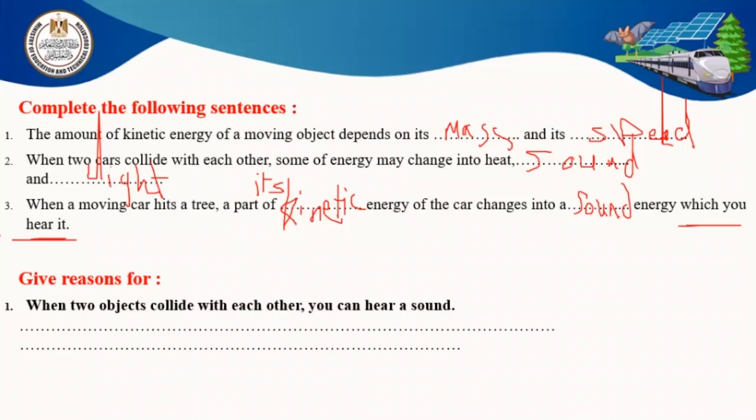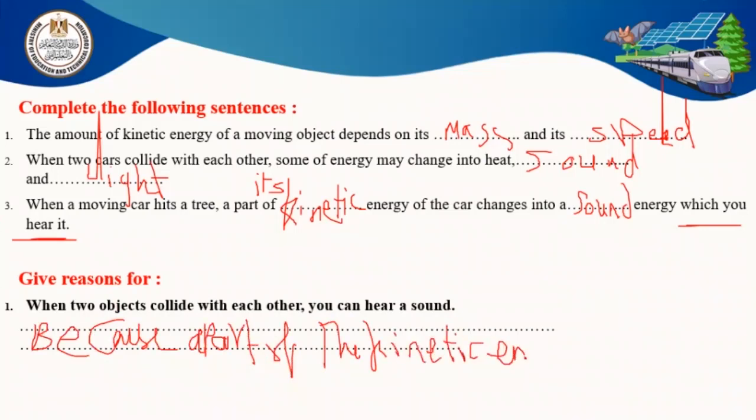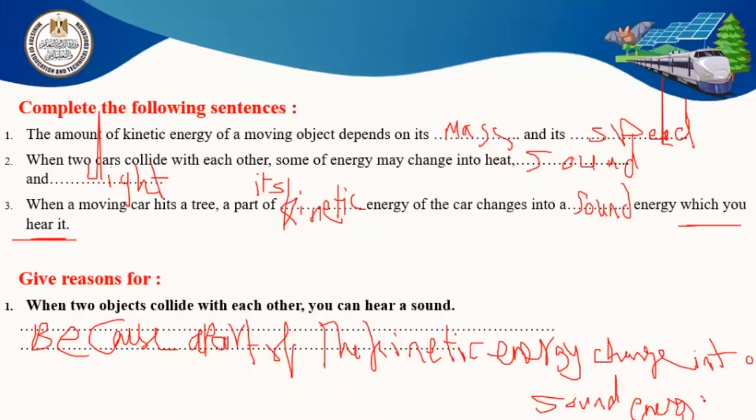Give reason: when two objects collide with each other, you can hear a sound. Why? Because a part of the kinetic energy changed into what? Sound energy. Okay, or transfer into kinetic energy, transfer.